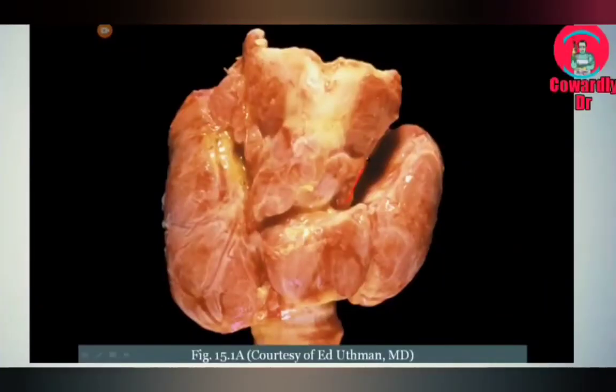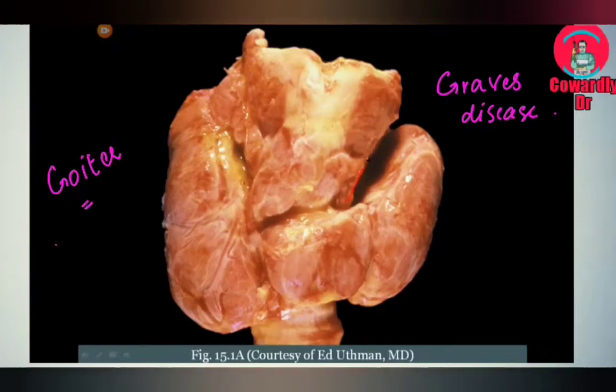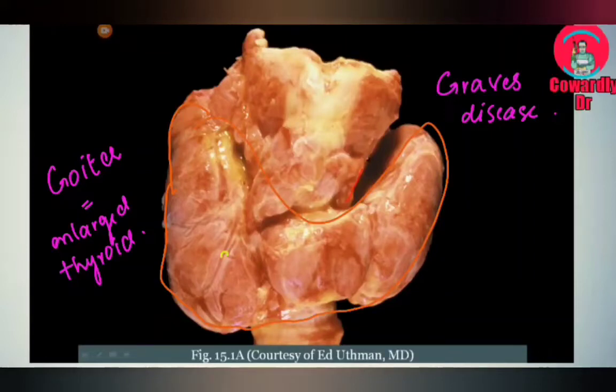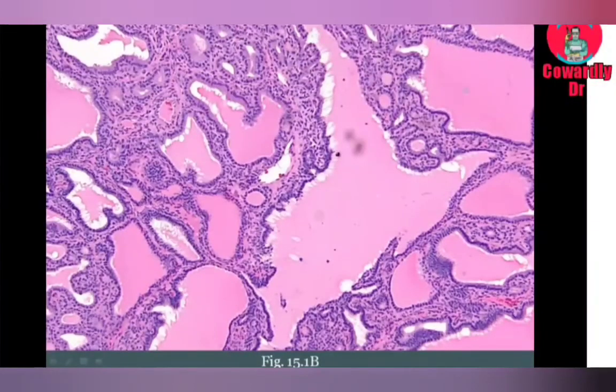Now in this figure, we can see Graves' disease. We can see goiter, which is the enlarged thyroid. Here, this is goiter, it is diffusely enlarged. Here we can see a histological diagram, and in this histological diagram, these are irregular follicles. Here we can see the hyperplasia. The follicles are very enlarged.